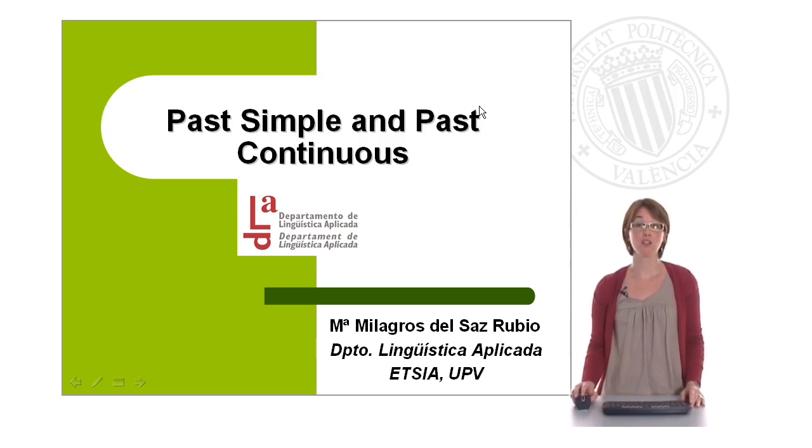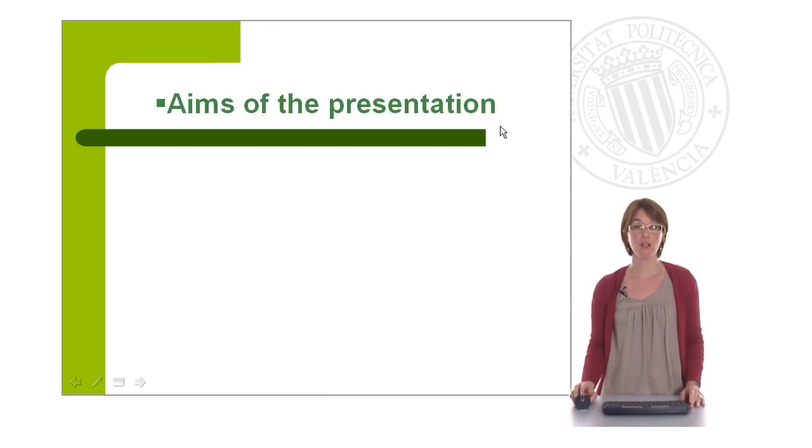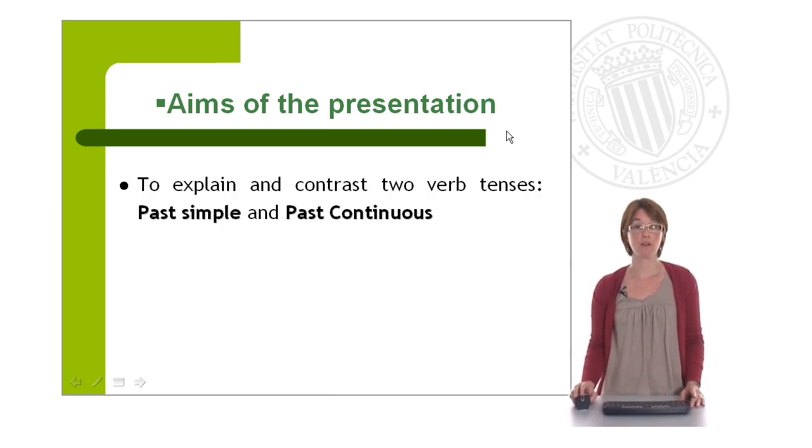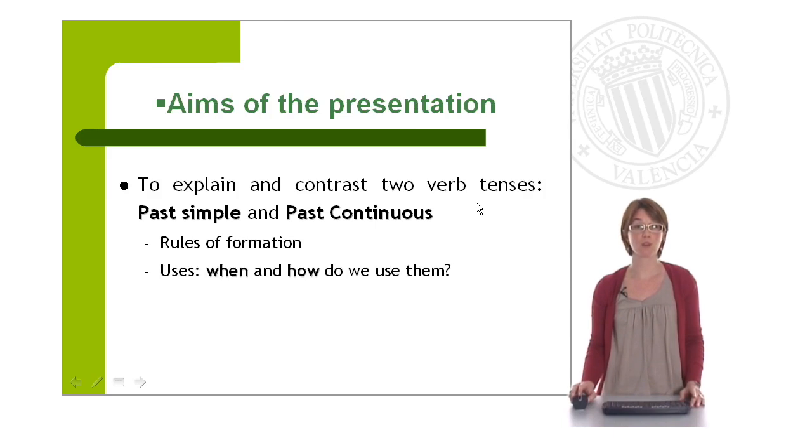Universidad Politécnica de Valencia. Today we are going to talk about the uses of two verb tenses, the past simple and the past continuous. The aims of this presentation, as you can see on the screen, are the following. First, we are going to explain and contrast the uses of two verb tenses, the past simple and the past continuous. This means that we are going to have a look at the rules of formation, their uses, and finally you are going to put into practice the theory I have explained with some exercises.